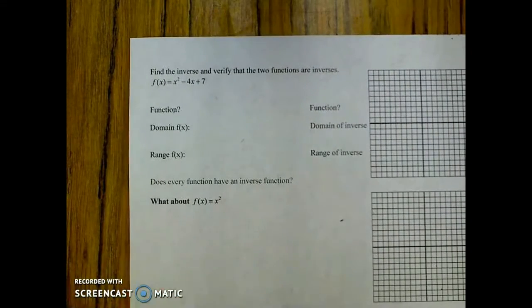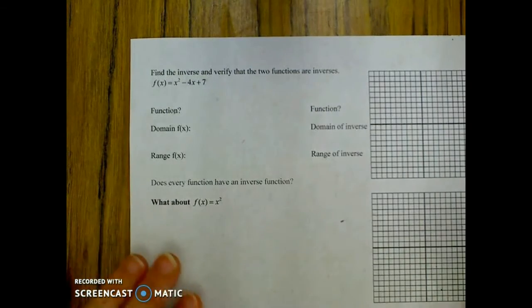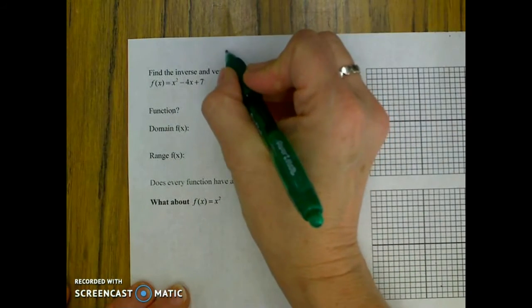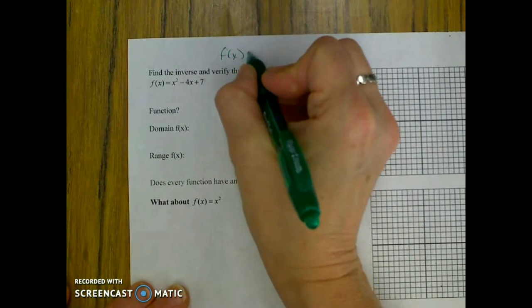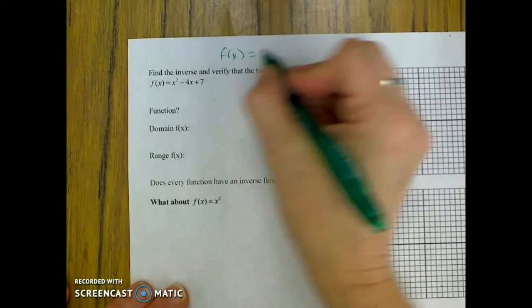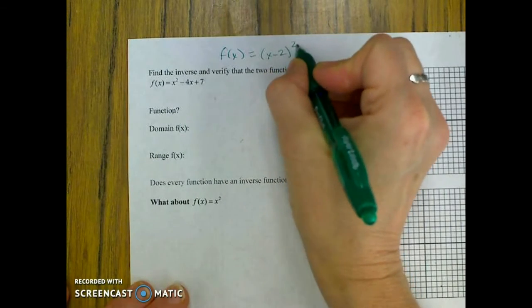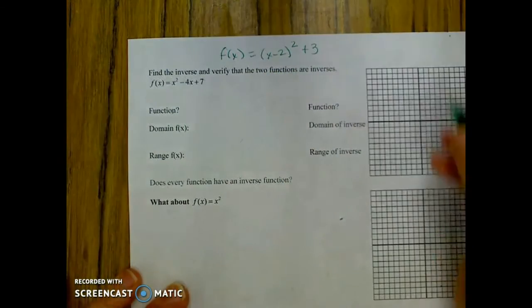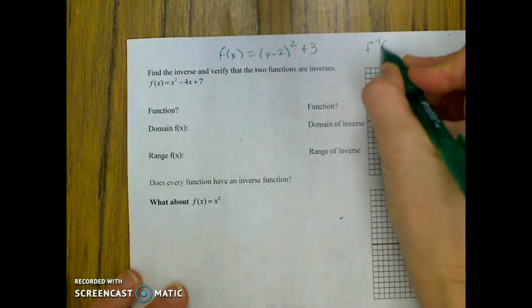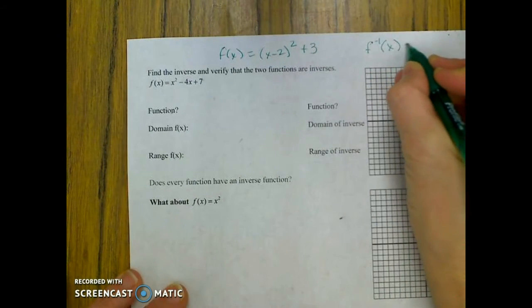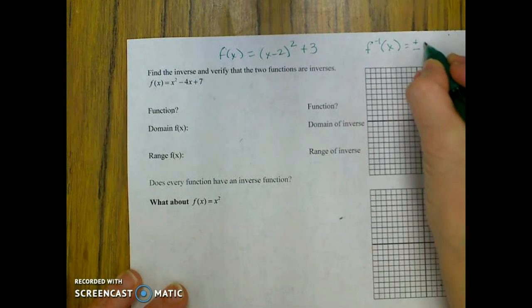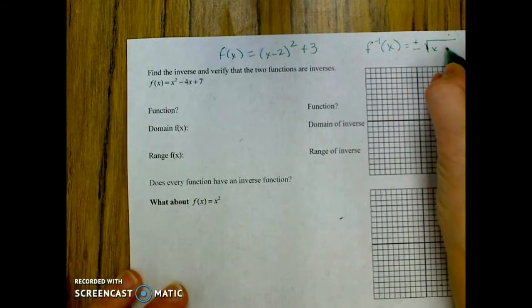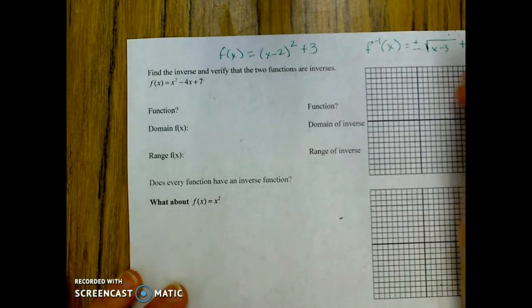Alright, last problem. They've given us a parabola, but it is not in vertex form, so practice completing the square on this one and see if you can put it in vertex form. That should be f of x equals a(x minus 2) squared plus 3. When we calculate the inverse of this, it should be plus and minus root x minus 3, plus 2 on the outside, right?